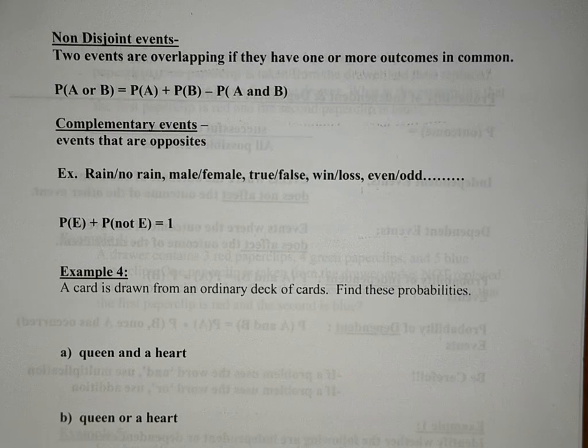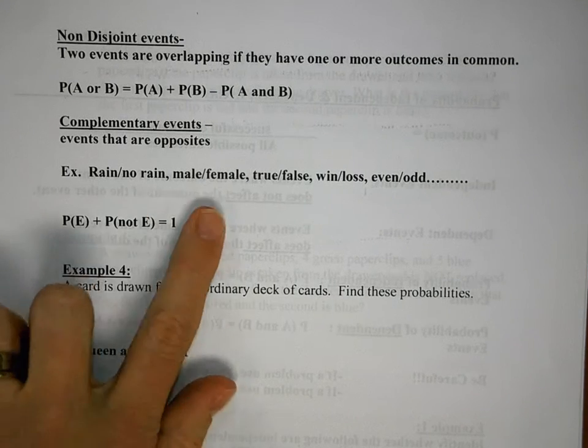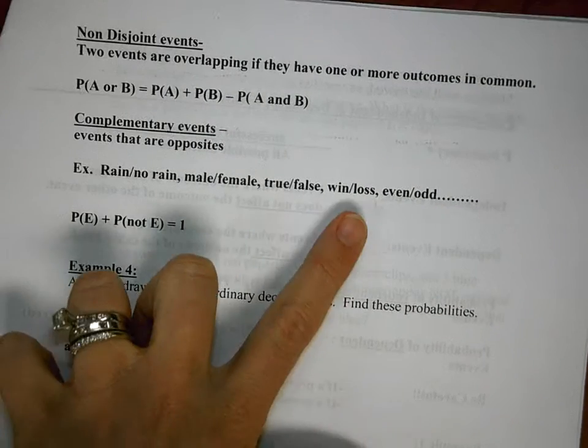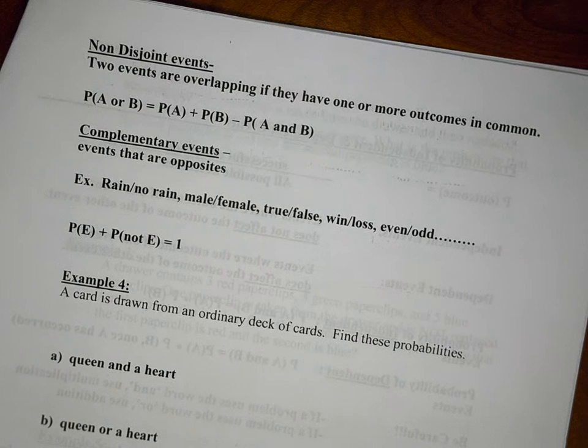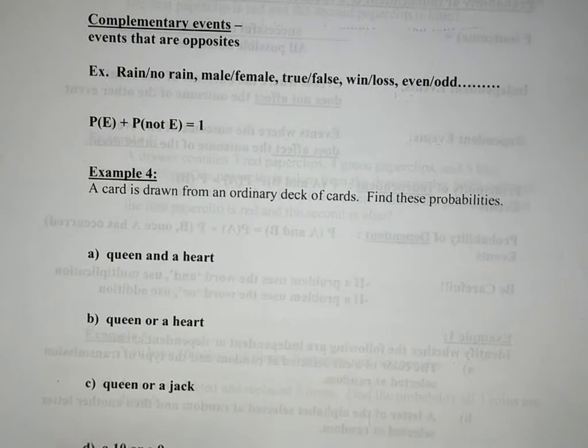We already kind of talked about this, but complementary events are opposites. So an example of complementary events would be like rain versus no rain. They're opposites. Male versus female, true, false, win, loss, even, odd, and so forth. The probability of an event happening and the probability of it not happening, both of those add together and make 1.